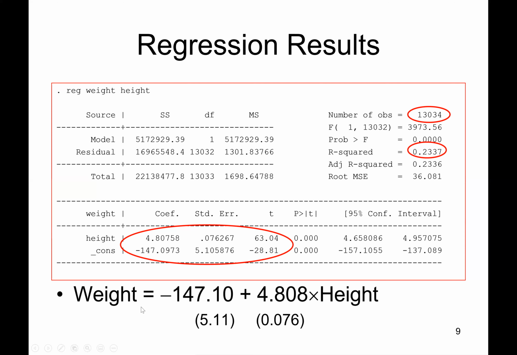And we get an equation that mirrors what we had talked about earlier, showing that y is equal to some intercept plus some slope times our x variable. So weight, or y, is equal to some intercept, in this case negative 147, plus 4.808 times height. So our slope is 4.808.